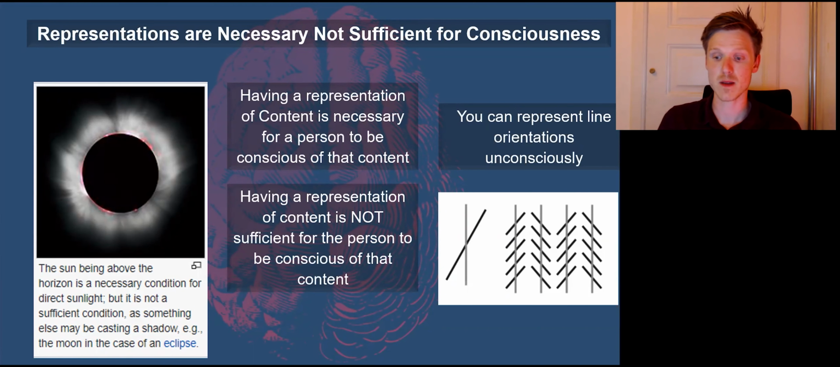And this is the same thing: you could have a representation, and that is necessary for there to be consciousness, but it is not sufficient. So for example, if you were to perceive these orientations of lines here, you would be able to represent these lines in the brain and have a representation of these line orientations, but it's not certain that that will lead to a conscious representation of these line orientations. So representation is necessary, but not sufficient.